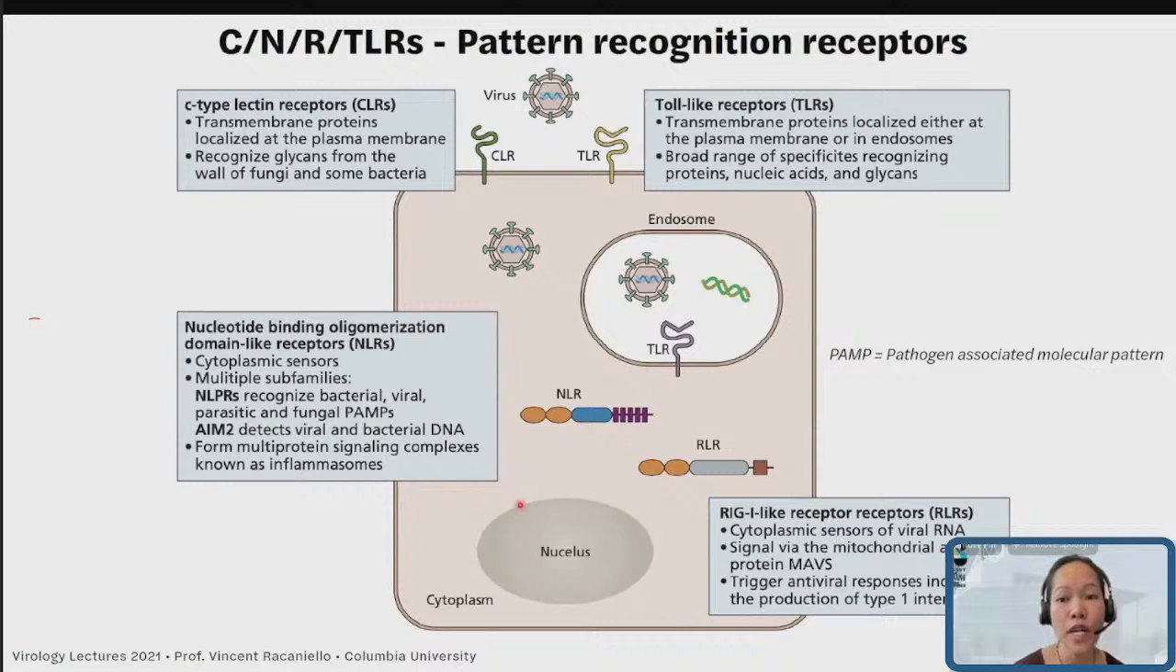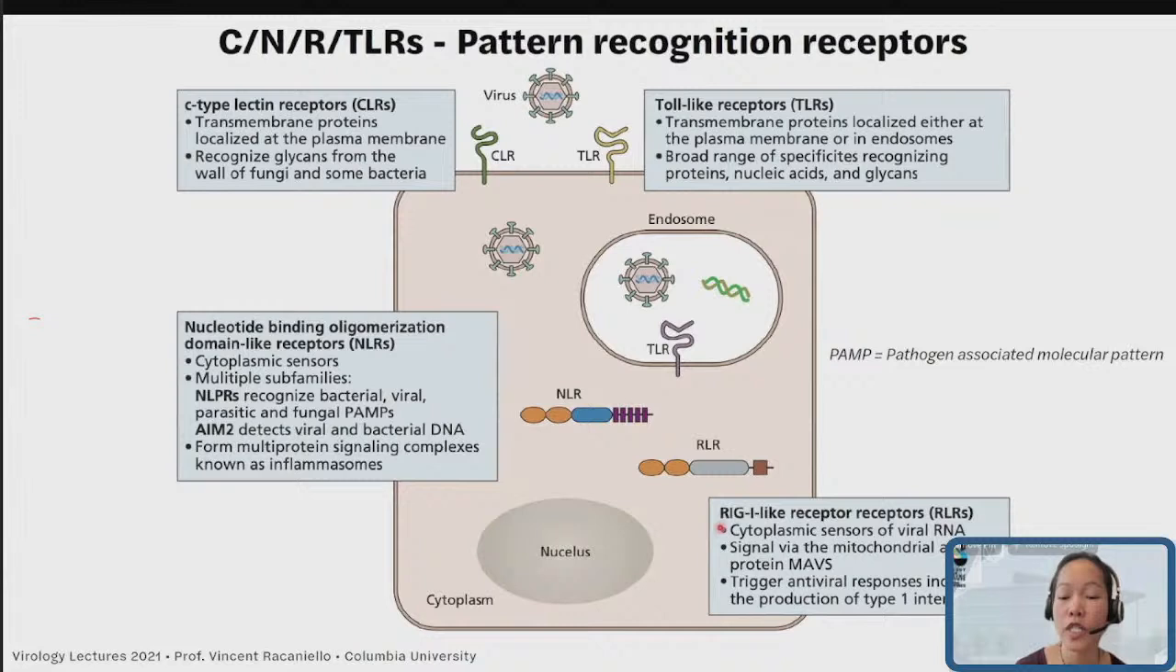So aside from Toll-like receptors, na-identify niya ay proteins, nucleic acid, glycans, lipopolysaccharides in terms of bacteria. Meron ding C-type lectin receptors, usually na-recognize yung glycans galing sa fungi, and then also sa bacteria. Meron ding mga nucleotide binding oligomerization domain-like receptors, usually nasa cytoplasm sila. And yung pinaka famous o mas lagi niyong maririnig ay yung RIG-I receptors. So yung RIG-I receptors, very common siya, especially sa mga viral RNA.